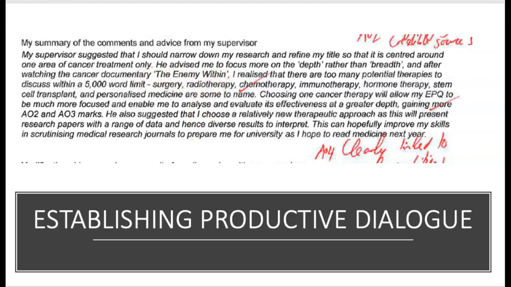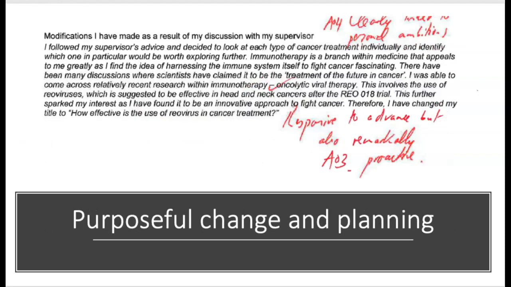down her title. And when you get to the final part of the initial ideas on the project queue, you get a box called Modifications I have made as a result of my discussion with my supervisor. And she ends this by talking about the fact that she's decided to narrow this title down to something which is very feasible and answerable. I have changed my title to How Effective is the Use of Reovirus in Cancer Treatment? Now, this is now a feasible working title.